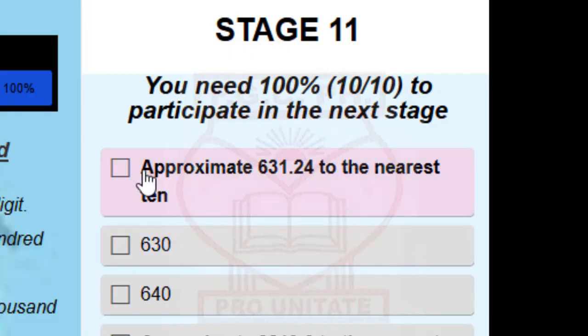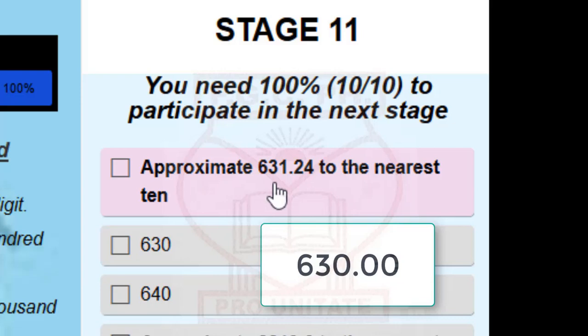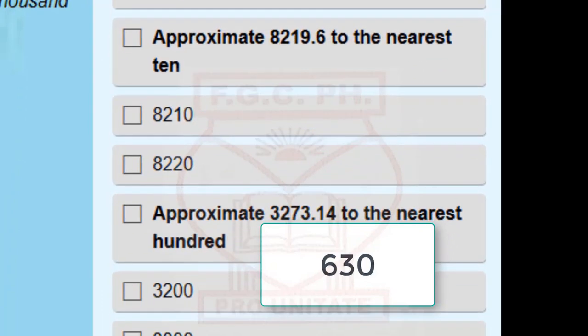The first question is approximate 631.24 to the nearest 10. If it's to the nearest 10, then the 10 digit is 3. So we're going to round down 1, and that would become 0.00. So we have 630.00, and that will just be 630 when we are done.